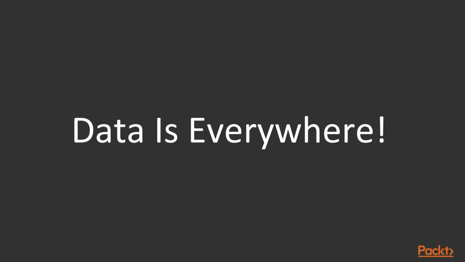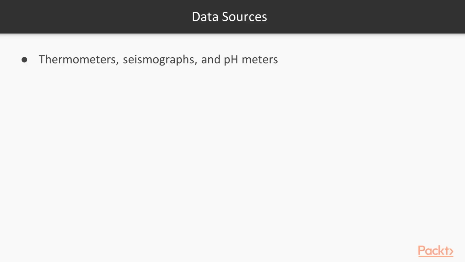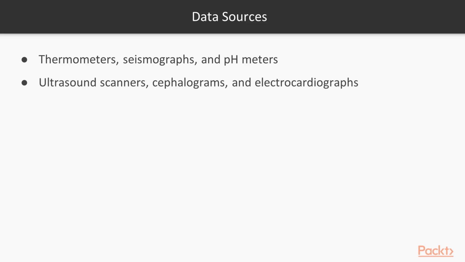Every place where a sensor is, data is generated. Scientists use thermometers, seismographs, pH meters. Doctors use ultrasound scanners, encephalograms, electrocardiographs. Authorities use street cameras and speed cameras. But your credit card also generates data on every single payment, and your computer keyboard and your phone screen are probably the sensors that produce the most of today's world data.